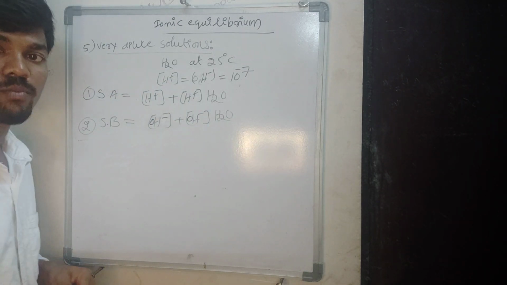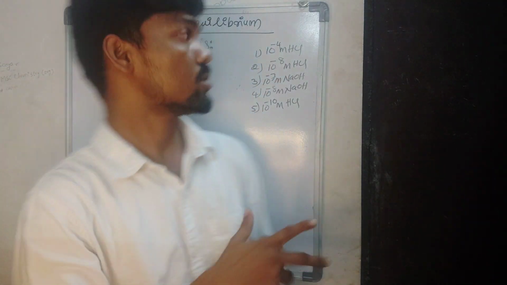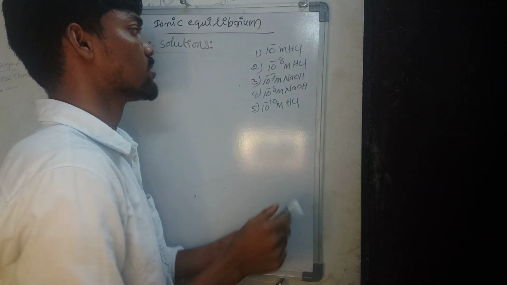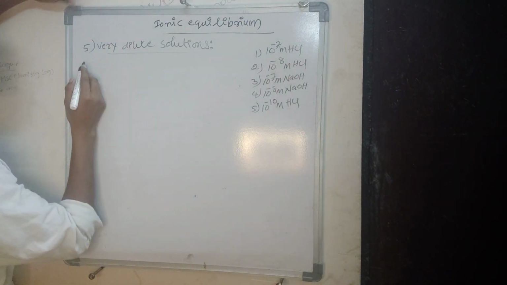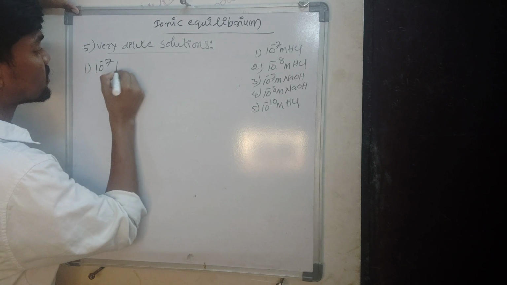So we will go through some examples, don't worry. Okay, now we go for this problem. Some problems are there. This is not minus 4, this is minus 7. Don't worry, it is minus 7. So how can you find out the first one? The first one is 10 power minus 7 HCl.